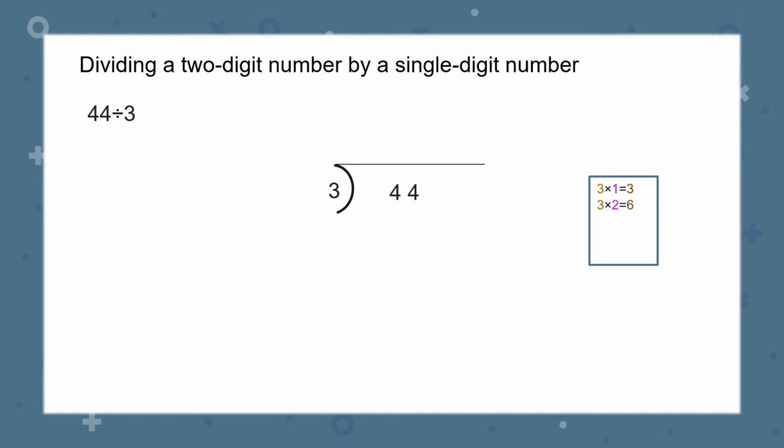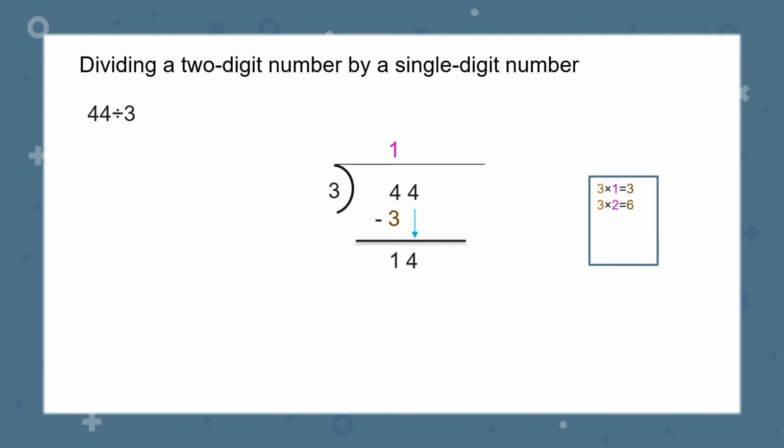1 we will write above the 4 at tens place and we will write the answer, the product which we have got, 3, below 4. Now we will subtract 4 minus 3. We get 1. Now the next digit 4 we will take down next to 1. Now your number has become 14.